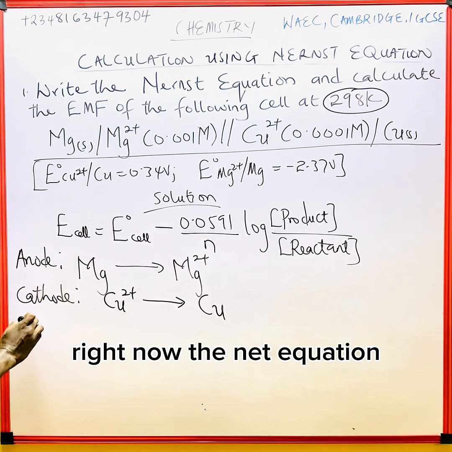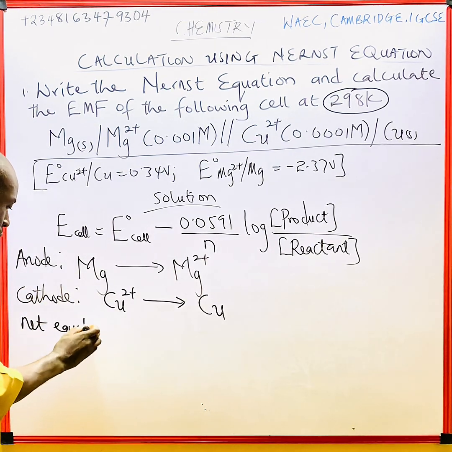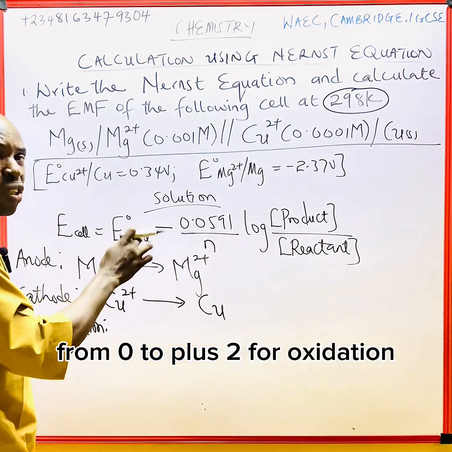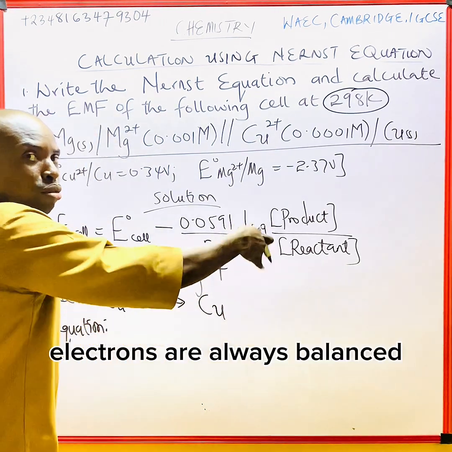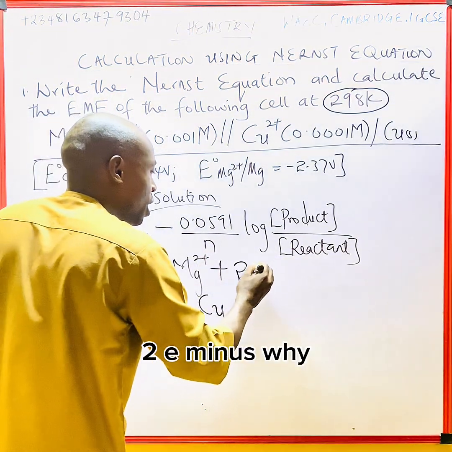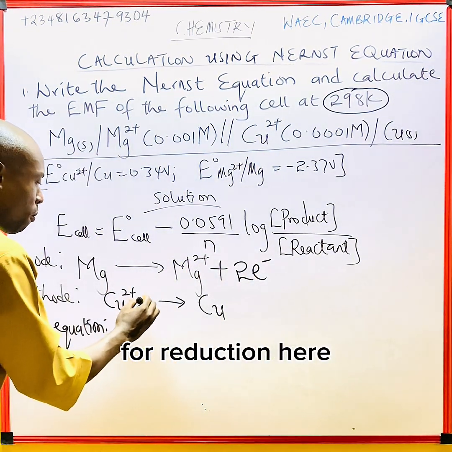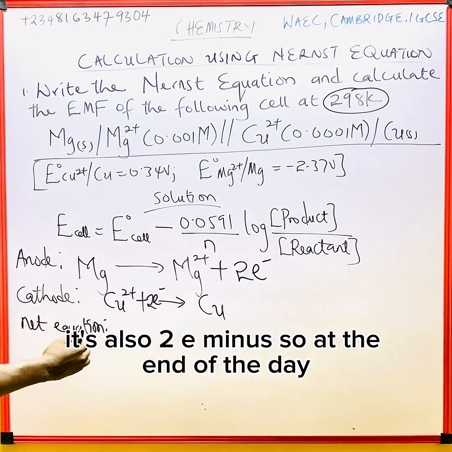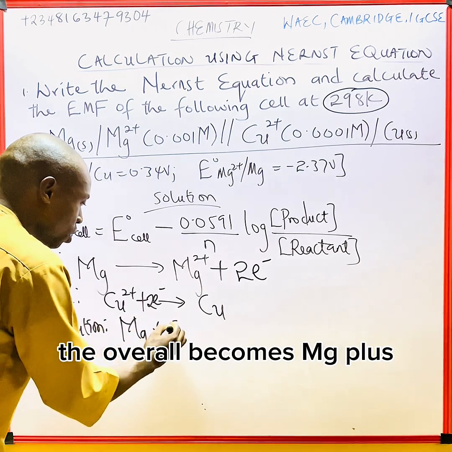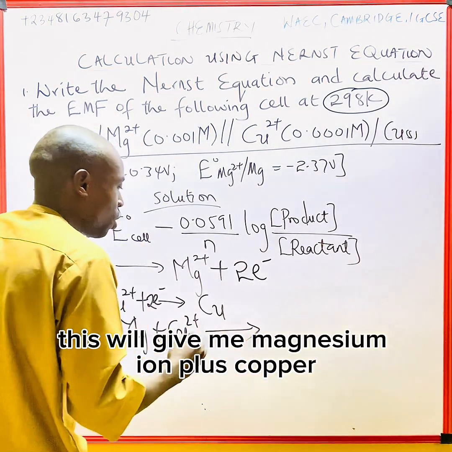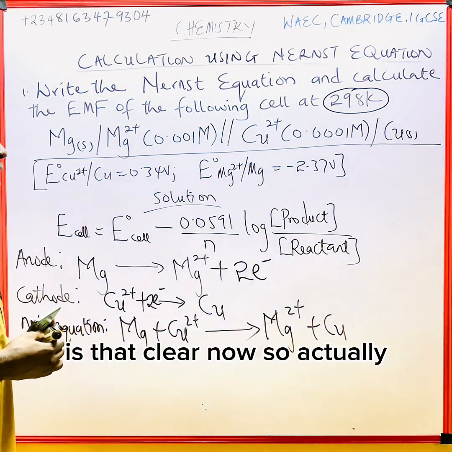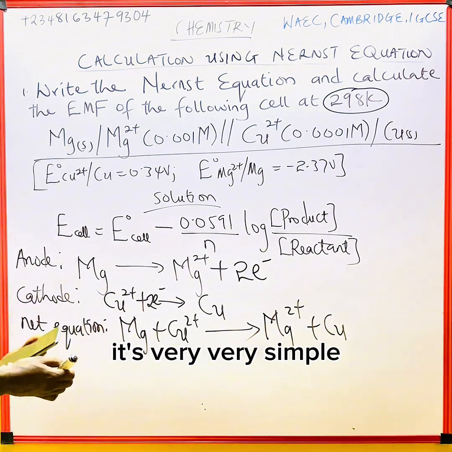Now the net equation, please take note: from 0 to +2 for oxidation, electrons are always balanced. I always balance the reaction on the right-hand side, so here becomes 2e⁻, while for reduction, here is also 2e⁻. So at the end of the day, this one cancels this one. The overall becomes Mg plus Cu²⁺ gives magnesium ion plus copper. Is that clear now? It's actually very, very simple.